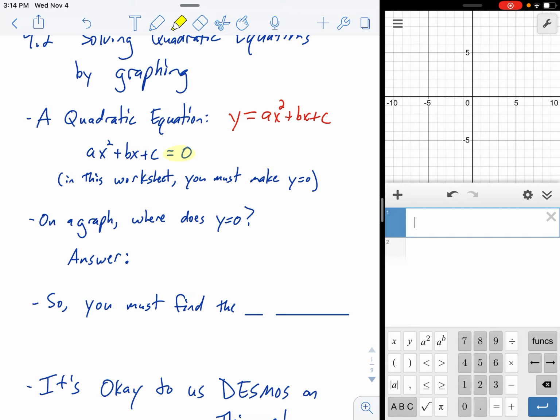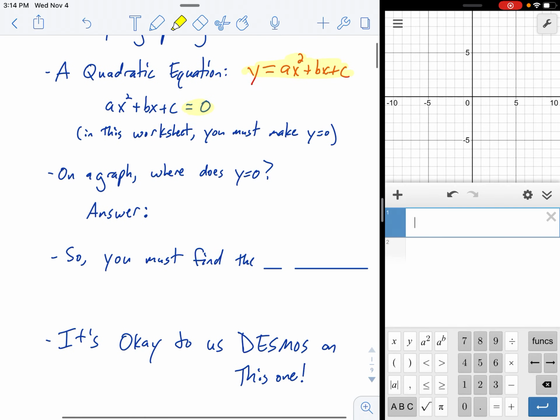On this worksheet, every problem is going to start out y equals, so that we can make a graph, but we're going to be basically making the y equal to 0 to solve it. Now, when it comes to graphing, where on the xy axis do y values equal 0? Over to the right of the screen you see the xy axis. Where on that graph do y values equal 0?